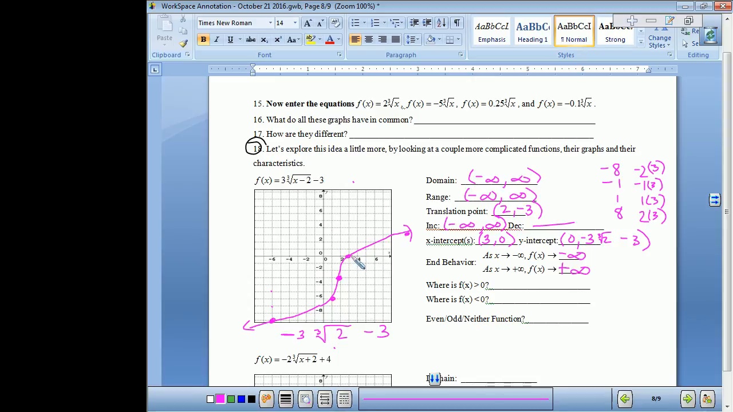Alright, so here is my point where it starts to move above the x-axis. So it becomes positive at 3, and it stays positive. And it was negative before we got to 3. So from negative infinity to 3. Now, if it gets shifted left, right, up, or down any, it is neither. It has neither even nor odd symmetry.